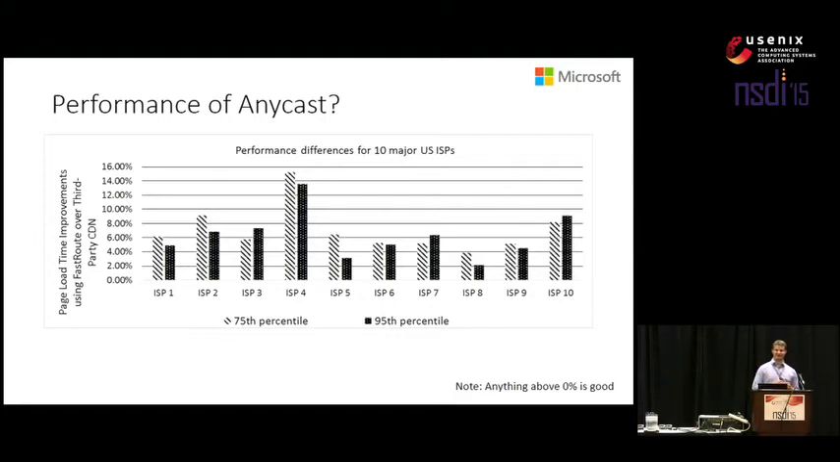We've got the 75th percentile and 95th percentile. So you can see for ISP 4 here, these are the 10 major ISPs in the States, this particular ISP got a 15% performance gain by using Anycast versus using the Unicast-based third-party CDN, which we were comparing against. So performance of Anycast wasn't a problem for us. This was a great piece of information to justify moving to the next step and not building a large-scale map controller solution.